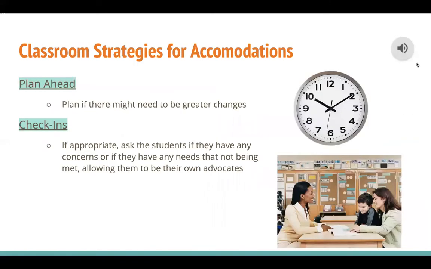Some classroom strategies for accommodations could be as simple as planning ahead, which would provide time for the teacher to know if there need to be greater changes, like providing skeleton notes or other tools, as well as check-ins, which can provide the opportunity for students to share any possible concerns they might have with their teacher.